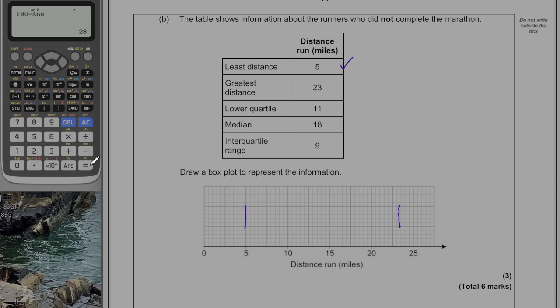Lower quartile is 11. Median is 18. The interquartile range is 9. So we've put those directly in. We've not got the upper quartile, but that's going to be the lower quartile plus 9, which is 20. Okay, so that's going to be our box plot.